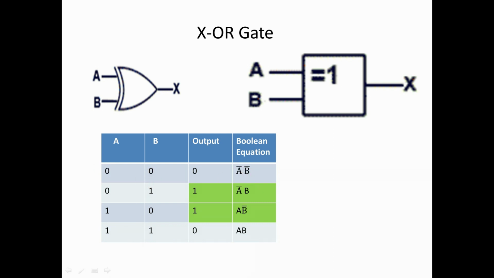Similarly for the other inputs, the output is logic 1 for 0 1 and 1 0. Hence the equivalent logical expression is A bar B plus A B bar. That is, the output is logic 1 for A bar B plus A B bar. That is the logical expression for the 2 input exclusive OR gate.